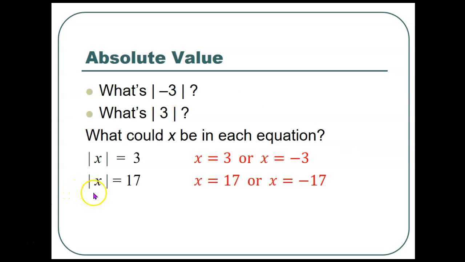For the equation absolute value of x equals 17, the two possibilities are x could be 17 or x could be -17. For the absolute value of x equals -4, now this has no solution. There's no way this could be true, because no matter what x is, when you take the absolute value, you can never end up with a negative number like -4. And if it says the absolute value of x equals 0, here there's only one possibility, and that is 0. There's no positive or negative 0, it's just 0.